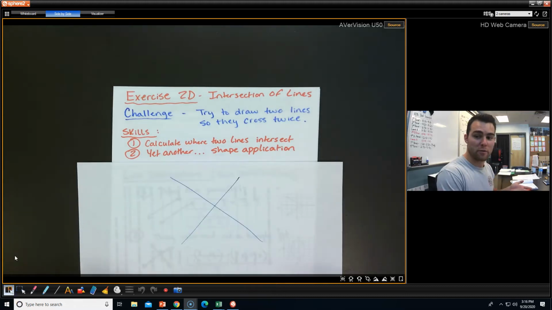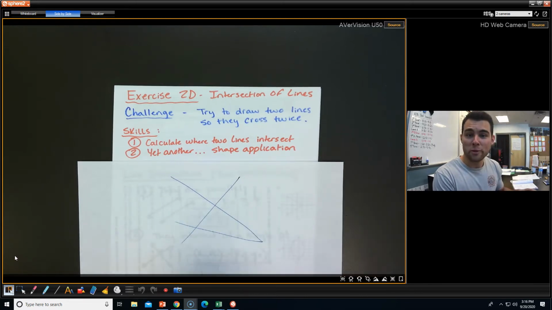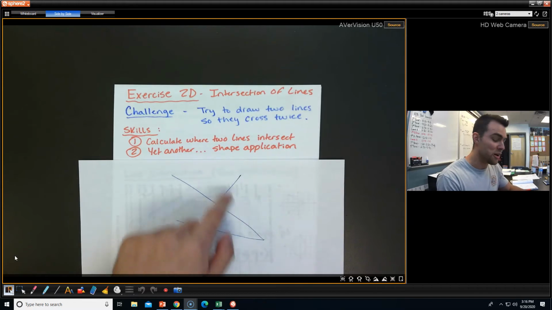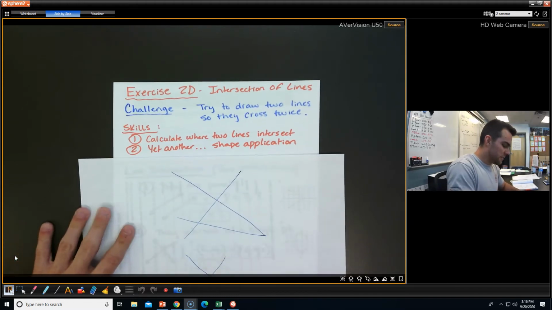This is what I've come up with. Probably looks a lot like yours. Your two lines, and then maybe you try to get a little creative. Maybe you're like, I'm just gonna do this, and no, you can't do that because now there's 1, 2, 3 lines. Only 2 lines. So back to the drawing board.